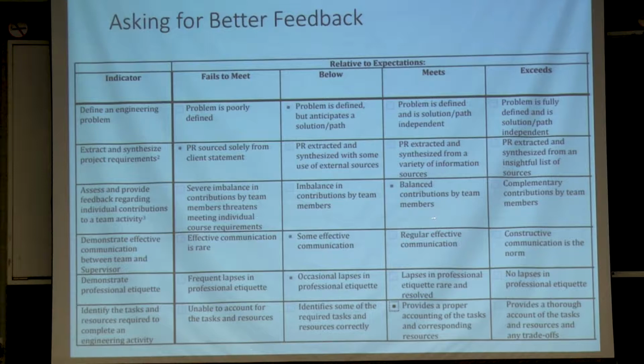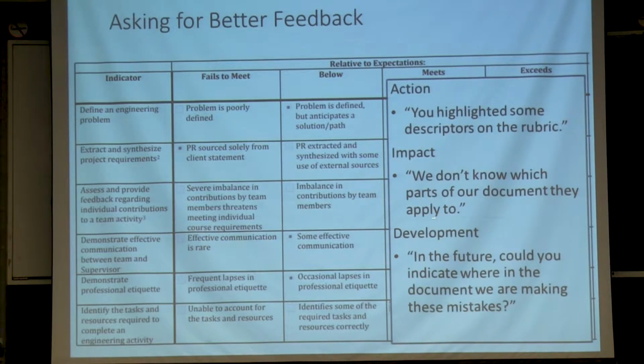So what you need to do is ask for that feedback if you're not getting it. There's a model that I learned about from Patricia Sheridan in iLead. It's the Action Impact Development model, and it's actually a model for giving feedback. So this is a way you can give your supervisor feedback about the quality of feedback they gave you. So you might say, you highlighted some descriptors on our rubric, but we don't know which parts of our document they apply to in particular. So in the future, could you please indicate where in the document we're making these mistakes?